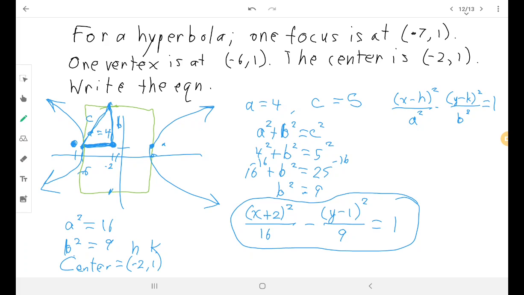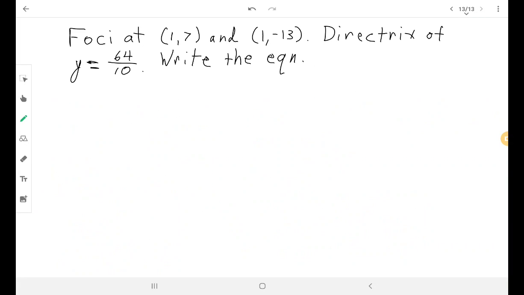All right, and let's move on. So now, this is our last question for this section. If I tell you that you have foci at (1, 7) and (1, -13), and a directrix equation of y equals 64 over 10, and I ask you to write the equation.